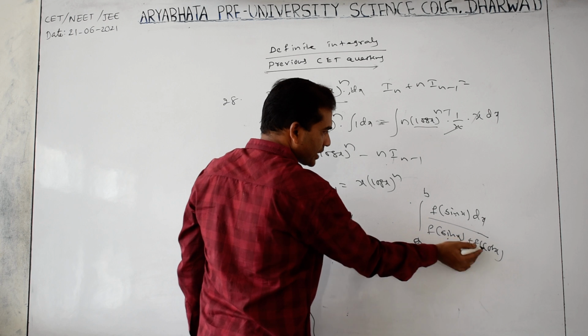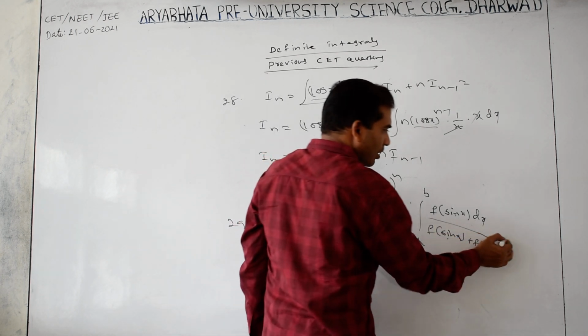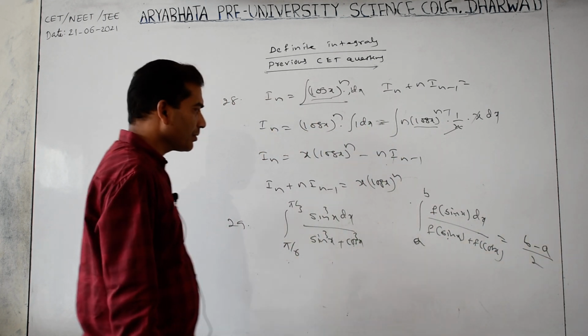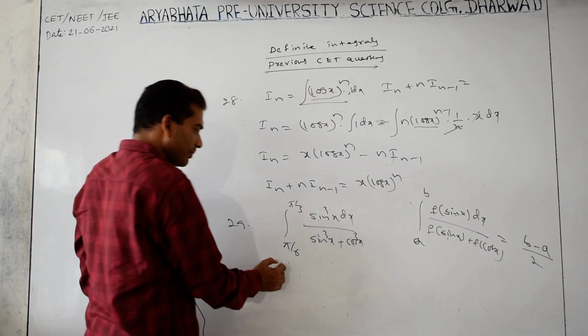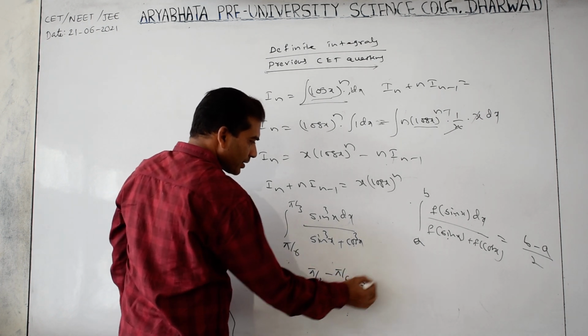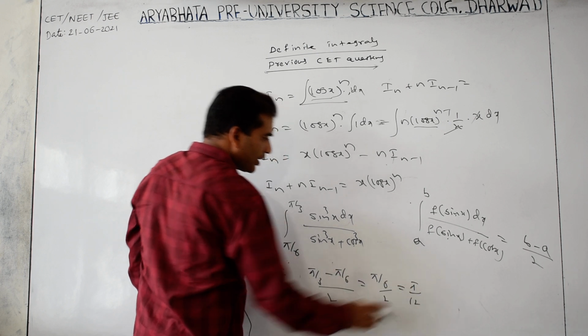Sin cofunction is cos, sin cofunction is cos. In this case the answer is b minus a by 2. Tell me b, pi by 3 minus pi by 6, by 2, so pi by 6 by 2, which equals pi by 12.